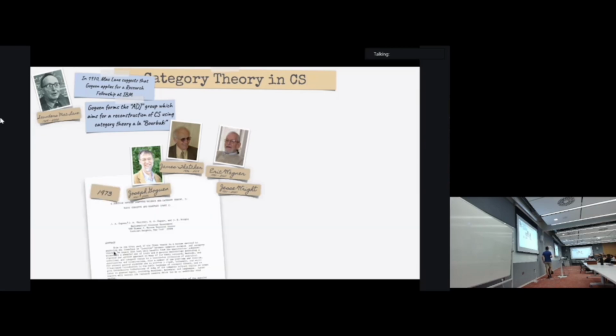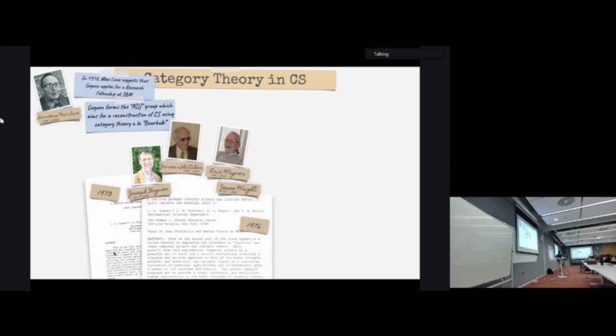So they formed this group, ADJ, short for adjunction, because an adjunction is a fundamental categorical construction. And so they write a series of papers. In fact, this one is called A Junction Between Computer Science and Category Theory. Ha ha ha. So terrible puns also feature. I'd say they're a sign of great success. The project became hugely successful and influential.